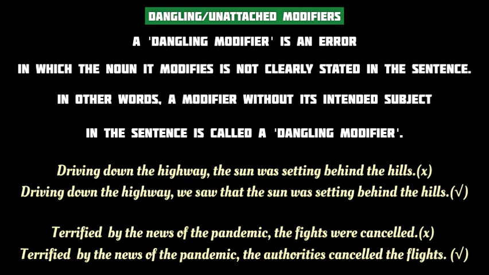Terrified by the news of the pandemic, the flights were cancelled. Who were terrified by the pandemic? The flights? No way. So the modifier "terrified by the news of the pandemic" has no subject of reference or noun to modify in this sentence. Hence, it's a dangling modifier. We can correct this sentence by providing an appropriate noun or pronoun for this modifier. Terrified by the news of the pandemic, the authorities cancelled the flights. Now the modifier has a subject of reference, the authorities, and the meaning is clear.